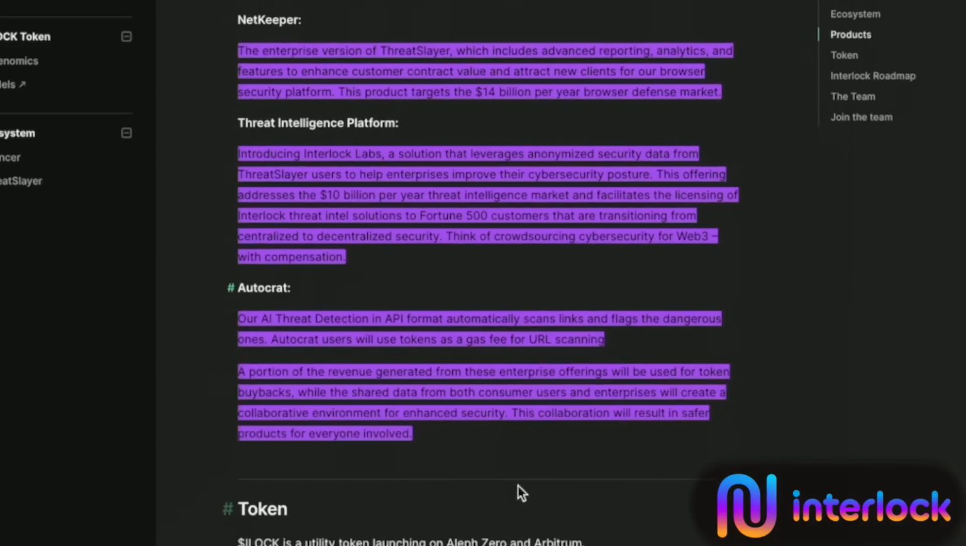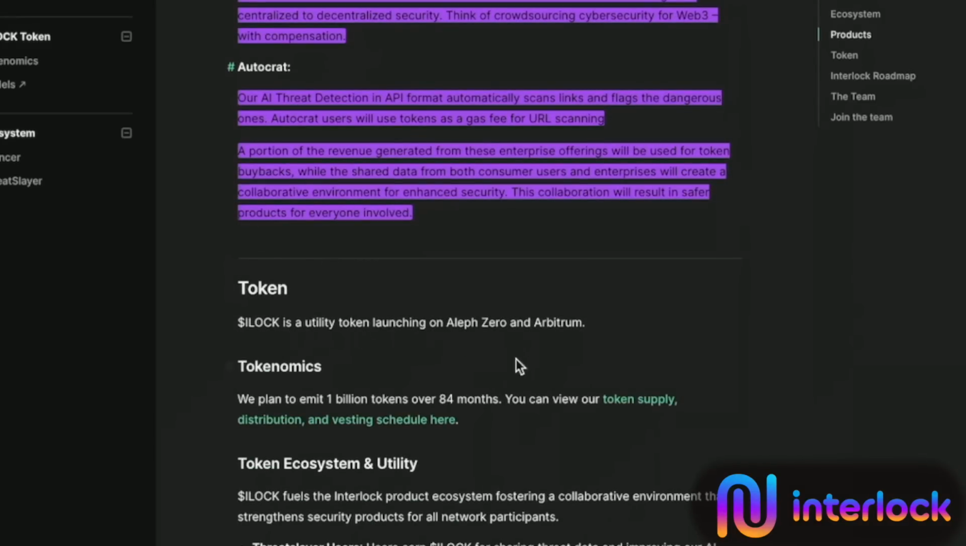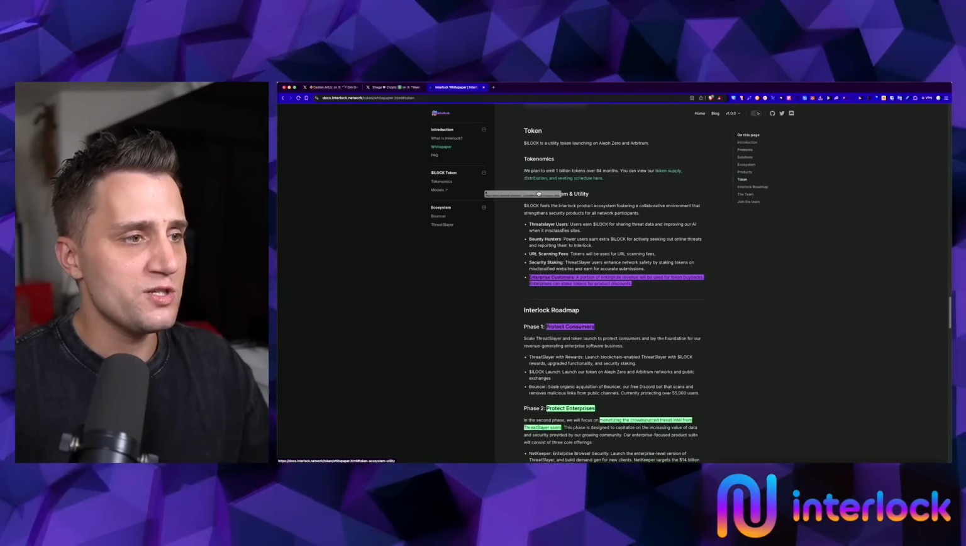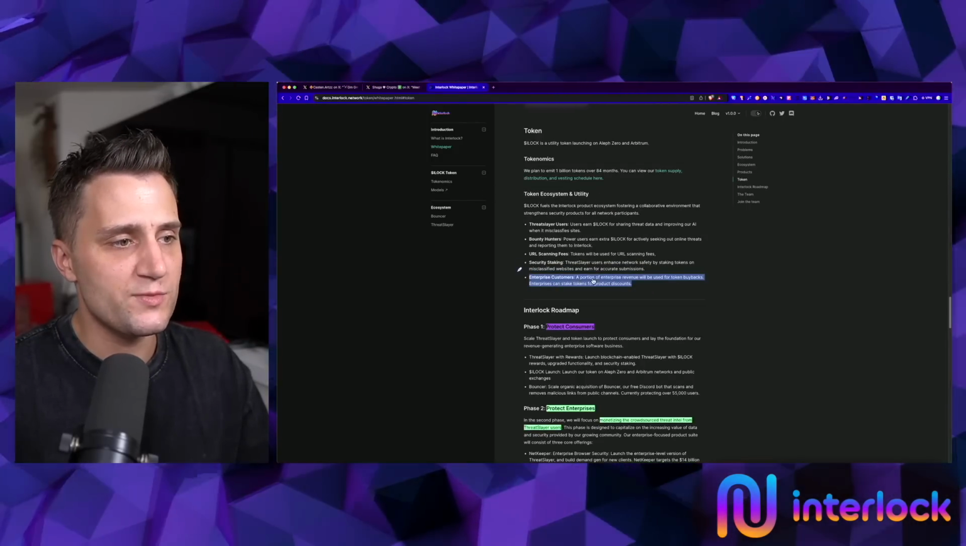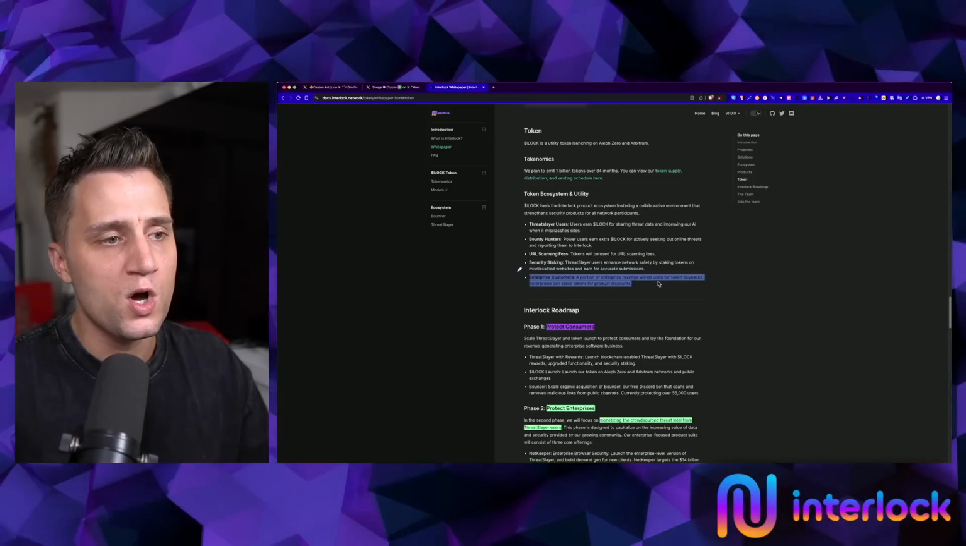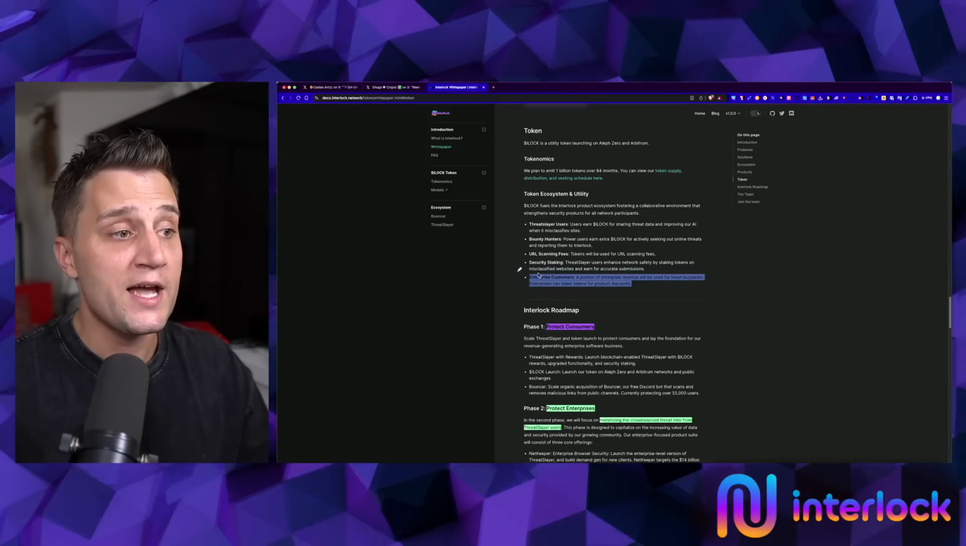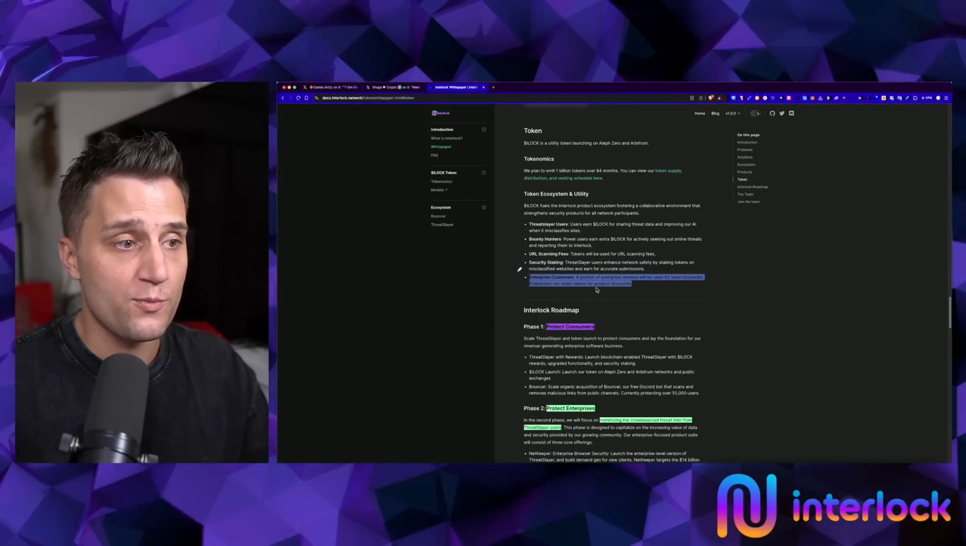iLock is a utility token launched on Aleph Zero and Arbitrum. Tokenomics: we plan to emit 1 billion tokens over 84 months. You can view our token supply, distribution, and vesting schedule here. I think this is all really important information, but I want to skip right to the bottom part here. Enterprise customers: a portion of enterprise revenue will be used for token buybacks. Enterprises can stake tokens for product discounts.